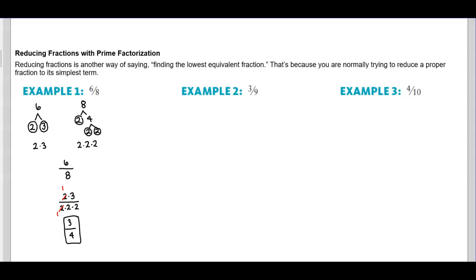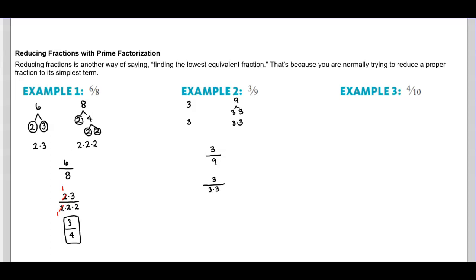Example 2, we want to be able to reduce the fraction 3/9. So if we take a look at 3, we already know it's a prime number. So 3 is the prime factorization of 3. Now 9 in the denominator can be broken down into 3 times 3. So the prime factorization of 9 is 3 times 3. So let's rewrite this fraction 3/9 into its prime factorization form. Well, 3 in the numerator is 3 in its prime factorization form. 9 in the prime factorization form is 3 times 3.